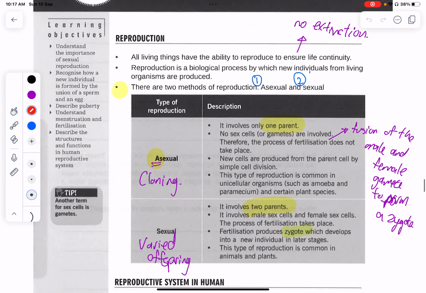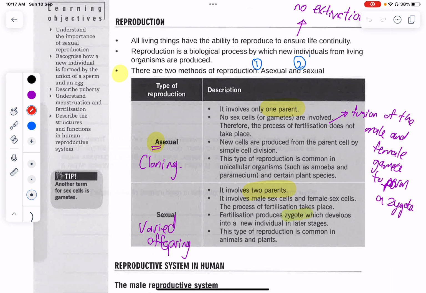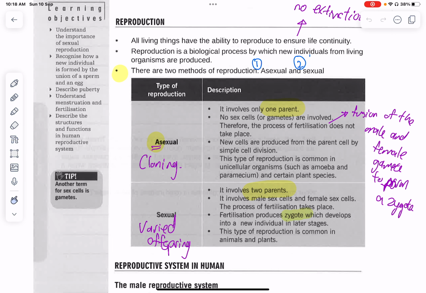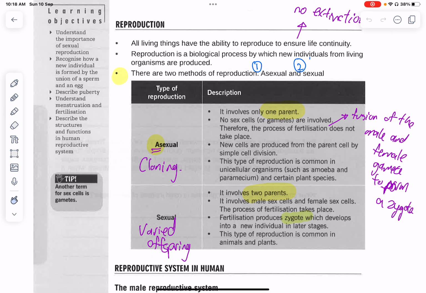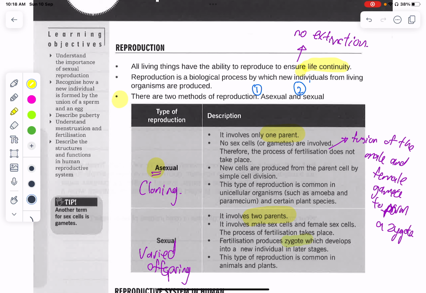So now let's start. For reproduction, all living things have the ability to ensure life continuity. The meaning of life continuity is that you are able to survive and continue your human species until, as a result, there is no form of extinction. So this process of reproduction is a biological process where all the new individuals from living organisms are able to be produced.